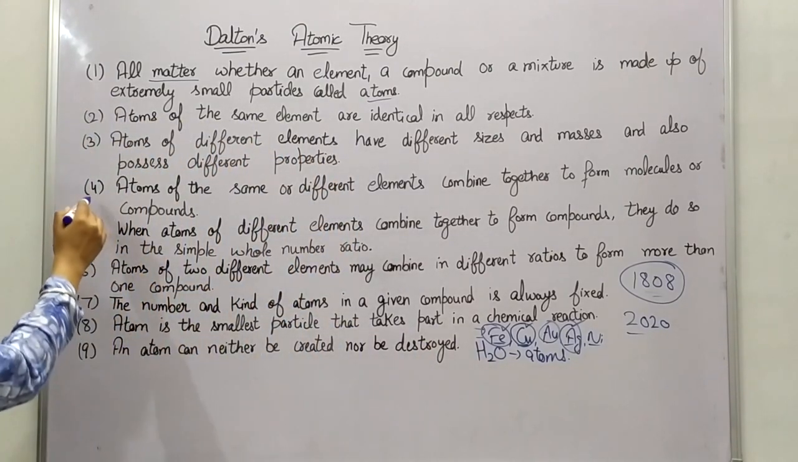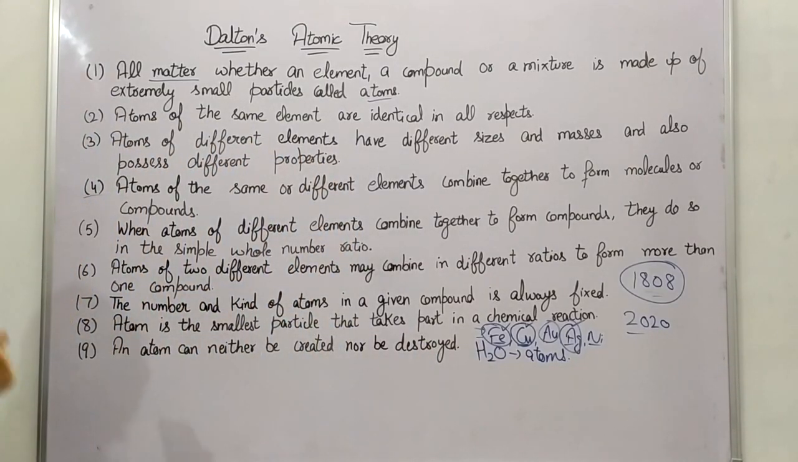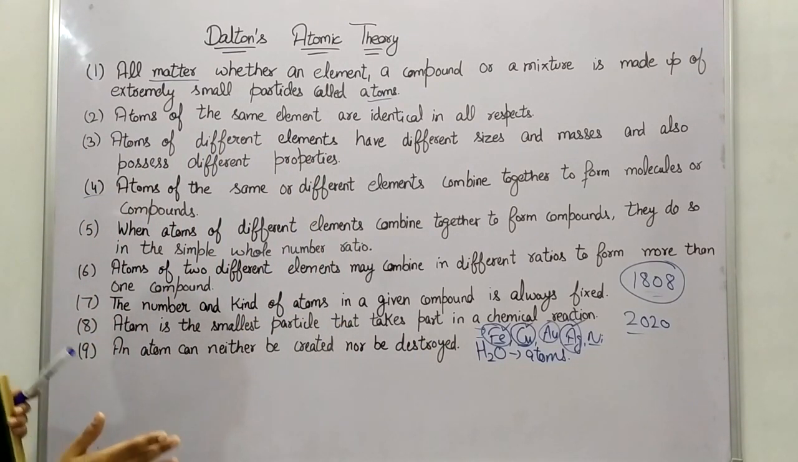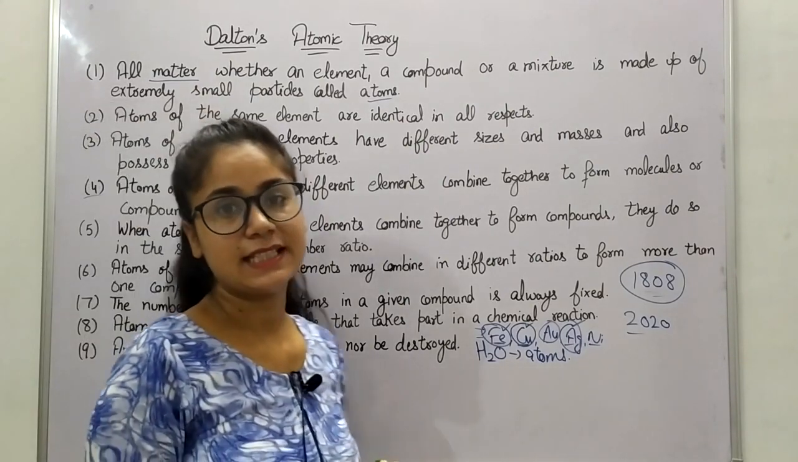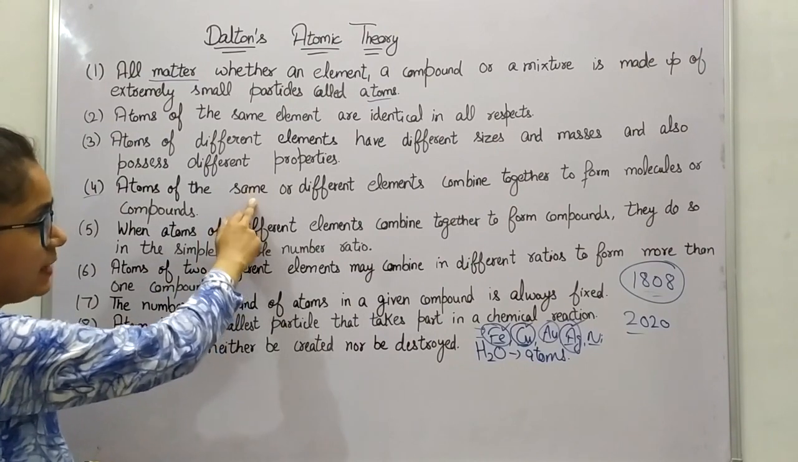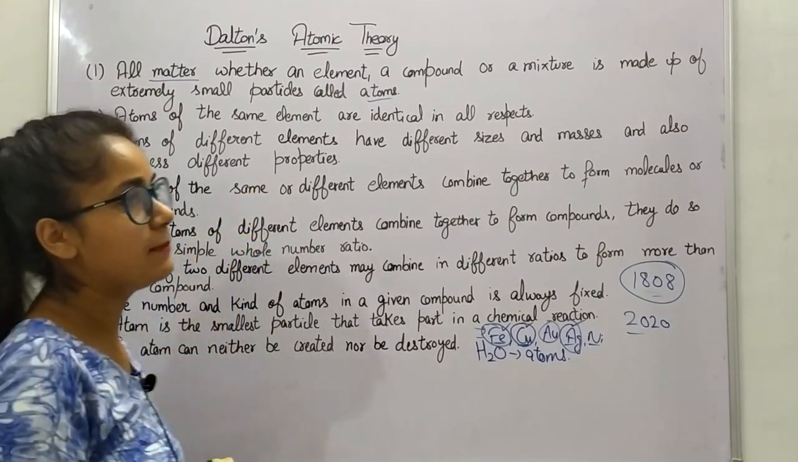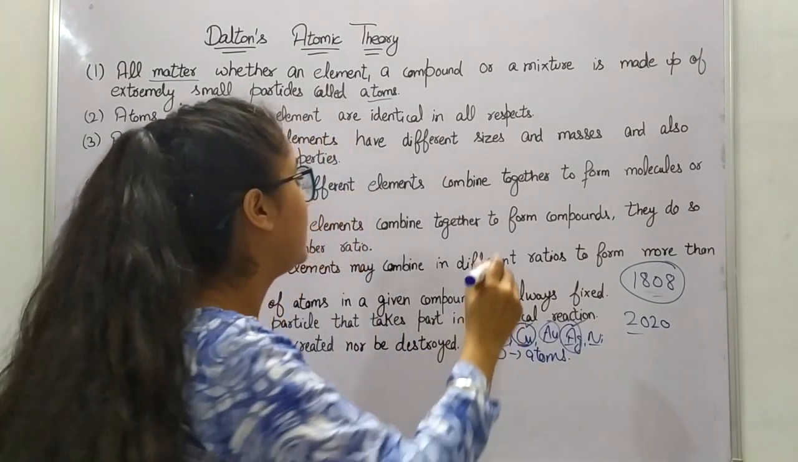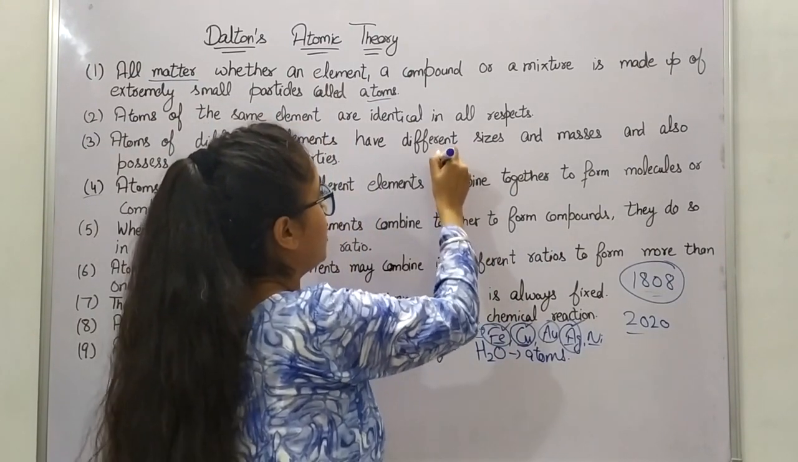Then comes the fourth point. In the fourth point, they say atoms of the same or different elements combine together to form molecules or compounds. Now this one is pretty easy. How? Atoms of the same element, let's take the same element. If we take the same element, let us say hydrogen.